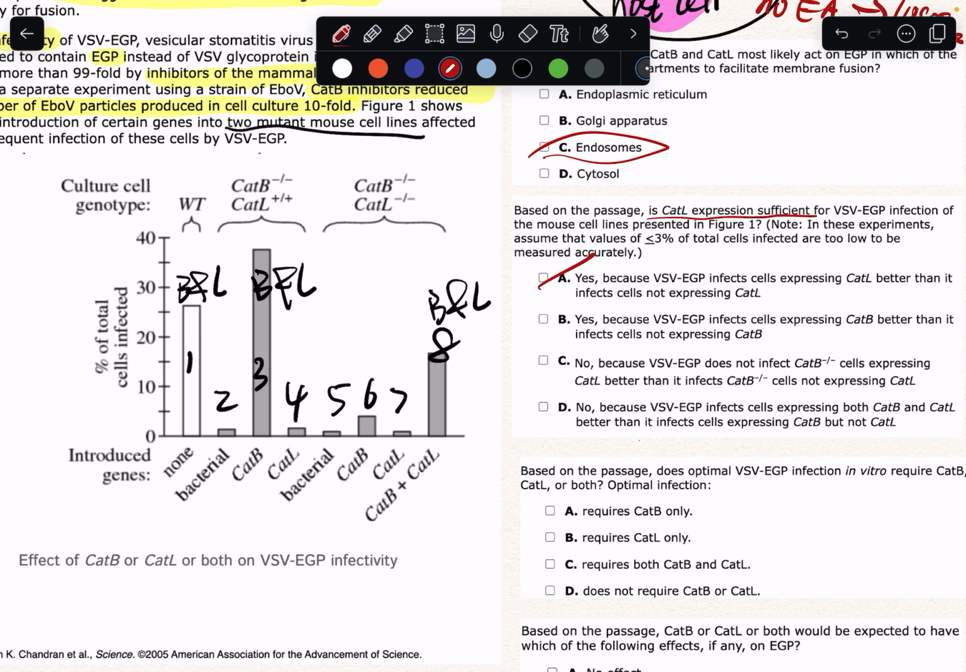Okay, so I'm going to cross out A and B because A and B say yes, right? But my assumption is I think I need both. Okay, so let's read C and D.